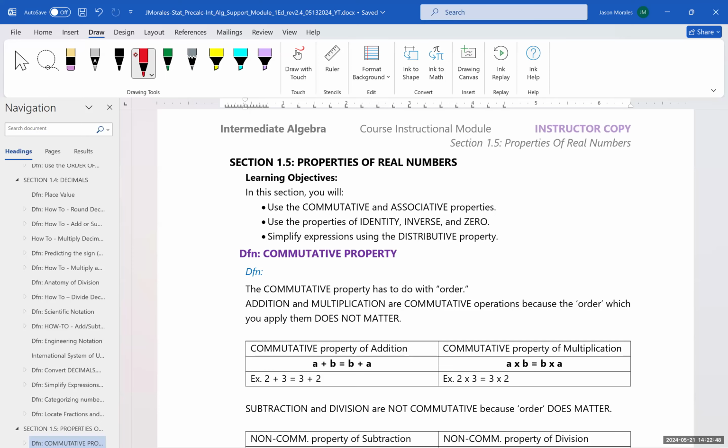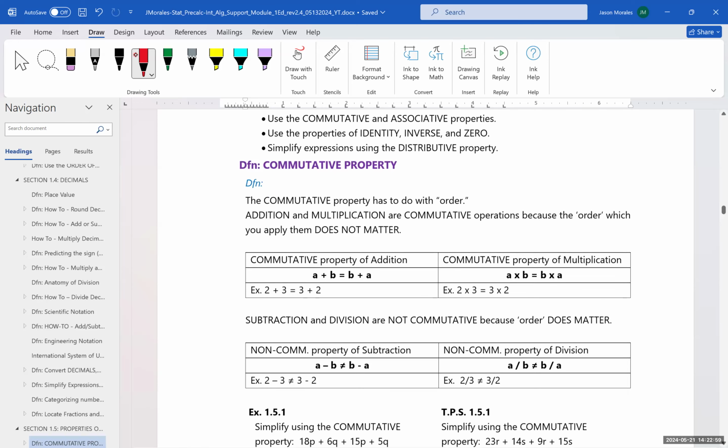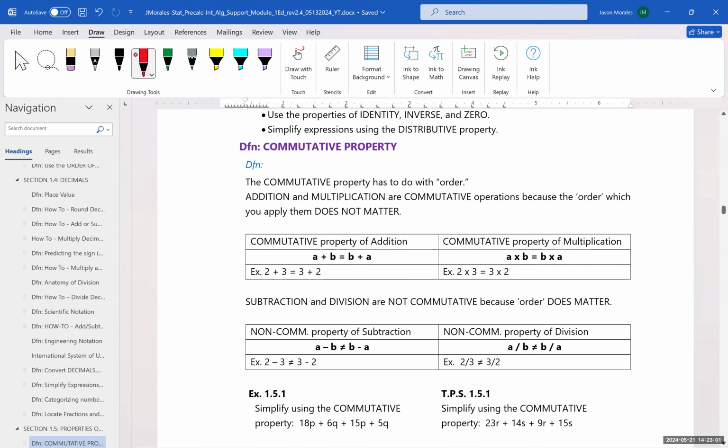Okay, moving on to the next section, which is going to be about properties of real numbers. The first property we're going to look at is called the commutative property. The commutative property has to do with order. Addition and multiplication are commutative operations because the order in which you apply them does not matter.